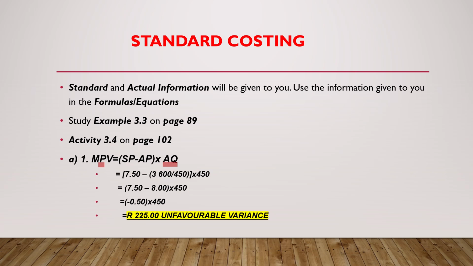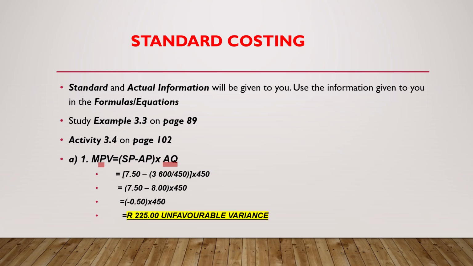Okay, and then minus actual quantity. Let's go to actual information and look for anything talking about material. There is actual results. They say it was purchased at the price of 3,600. So since we don't need the price for 450 kg, we only need it for 1 kg, or per kg.